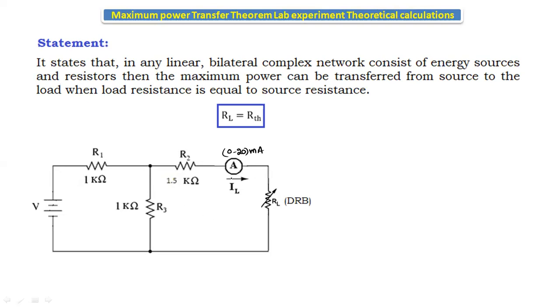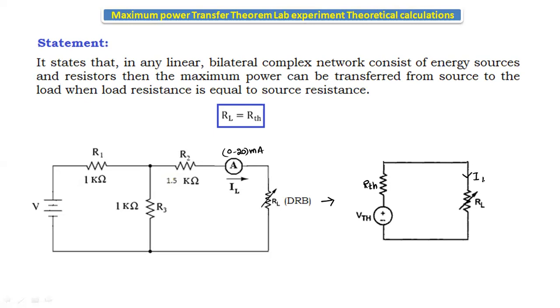This is a practical circuit diagram, and if we convert it into the equivalent circuit of the maximum power transfer theorem, this is the VTH. We will convert this circuit into an equivalent circuit, where RTH is connected in series with RL, the load resistance, and IL is the current passing through the load resistance.